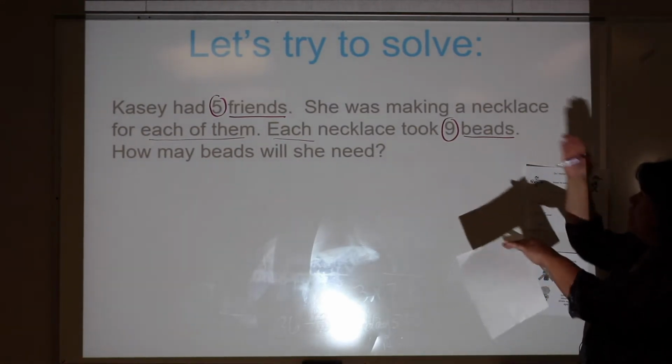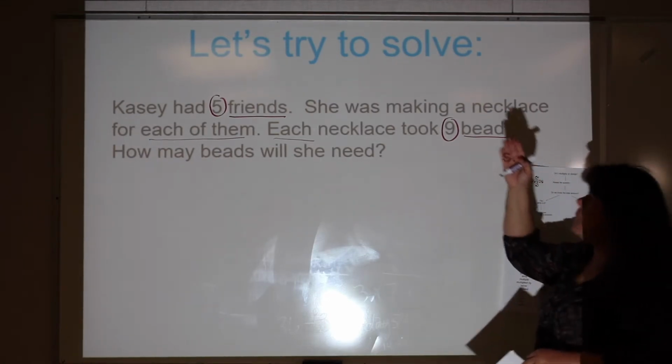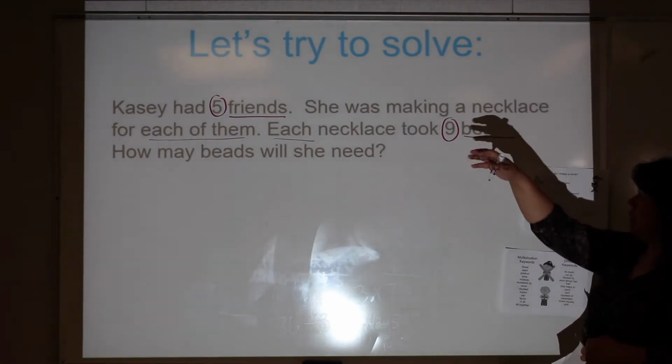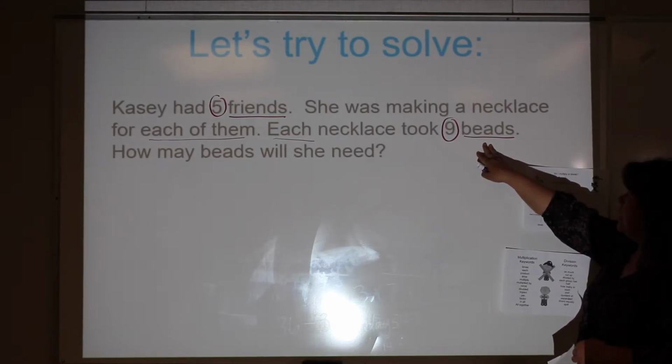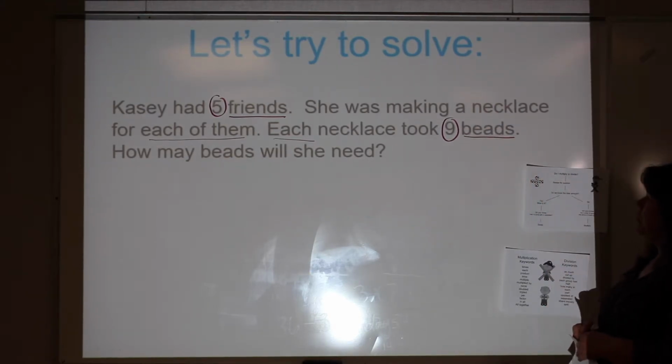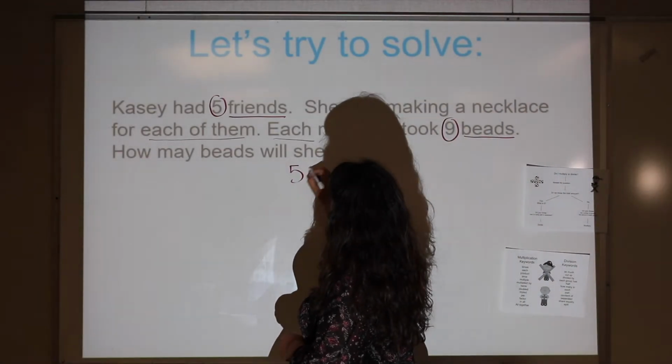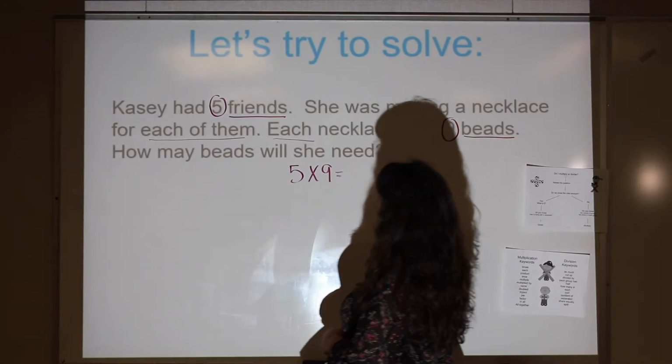So, do I have a total number of friends? It's my biggest number here. Not really. I have 5 friends, but I don't have the total number. And beads, I don't have a total number of beads. I just know that she's going to make some beads for the friends, and it wants to know how many beads she will need. So when I read the question, do we know the total amount? We don't know the total amount, so go to no. Do you know the number of groups? She was making a necklace for each of them. It took 9 beads. Oh, that's my amount for each group, so I need 9 beads for each person. So I'm going to multiply. I'm going to have 5 times 9 to give me my answer.